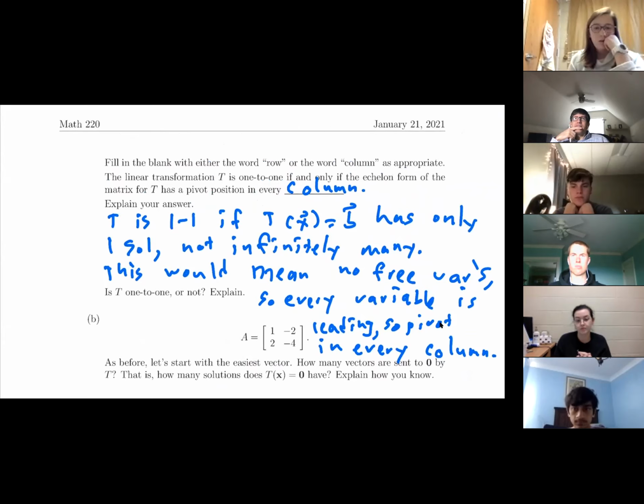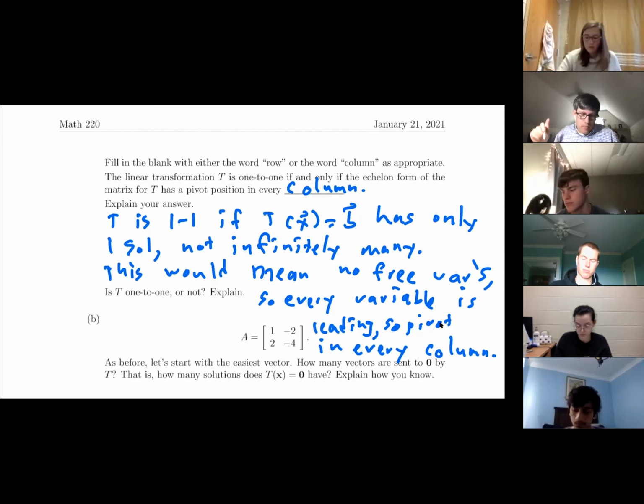The span of where something can go. You're very close. Span, though, is related to pivot in every row. So span is related to pivot in every row. So if it's not span, what's it going to be? It's the other one. It's linear independence. So pivot in every column is the same thing as the vectors being linearly independent.